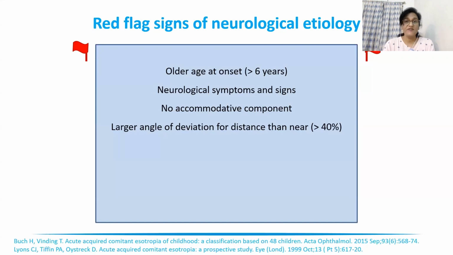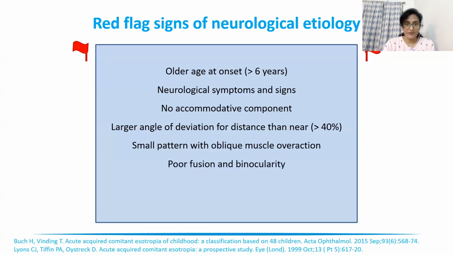And again, a very significant, important finding in these is that there is a larger angle of deviation for distance than near. So there is a near distance disparity. Esotropia is more for distance, and a difference of significantly more than 40% is noted. This is again a very significant, important finding. Some reports also say that there's a small pattern, usually a V pattern, that is noted in such cases with an oblique muscle overaction. So that is why I had said that in the prism cover test in motor examination, you have to even check for up and down gaze to bring up this particular pattern.